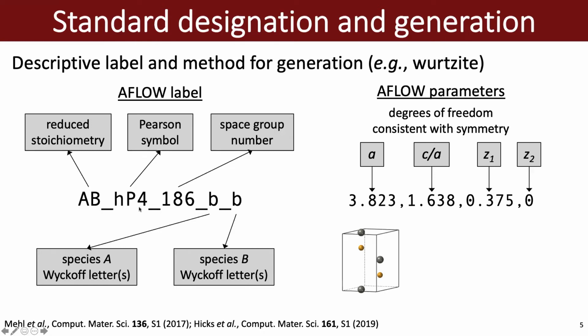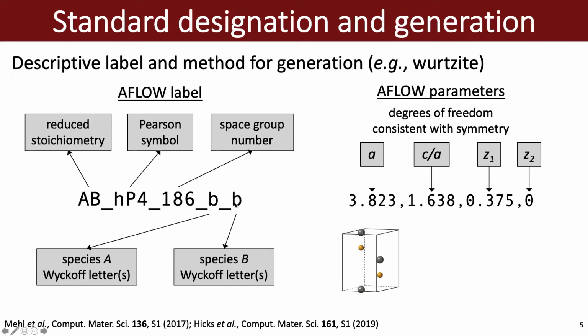And so here is an example AFLOW label. You might actually recognize some of these symbols from the symmetry exercises that we did yesterday. And so here it's a string that's separated by underscores. In this first field, we have the reduced stoichiometry of this structure. The second field is the Pearson symbol. The third field is the space group number. And the subsequent fields are the Wyckoff letters associated with the particular species, for A, or in this case, the species B, the Wyckoff letters.